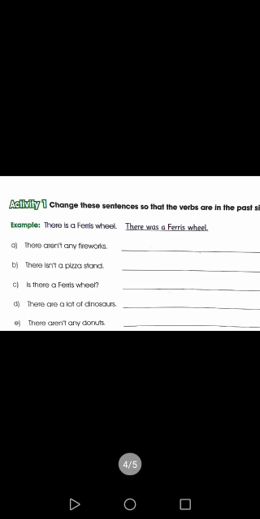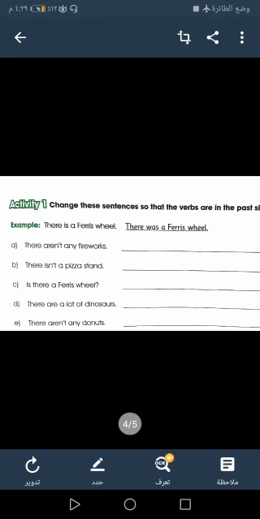Letter B. There isn't a pizza stand. We pronounce it pizza, not the Arabic way. In English, pizza. There isn't a pizza stand. Who can answer letter B? Excellent. There wasn't a pizza stand.